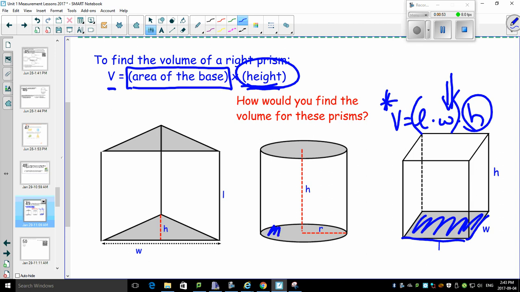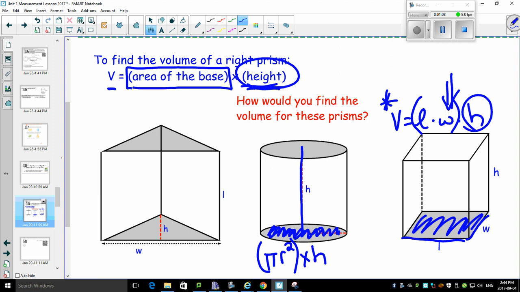Look at this guy. There's the base. You know that the area of this base is pi r squared. And guess what? There's the height. So the volume is pi r squared, the area of the base, times the height.